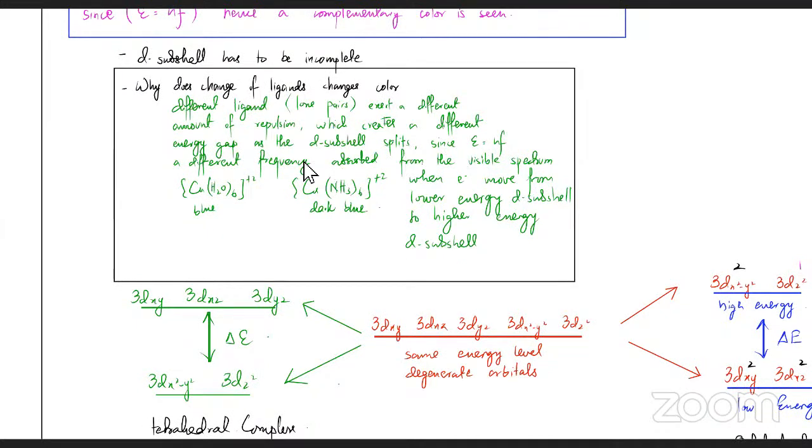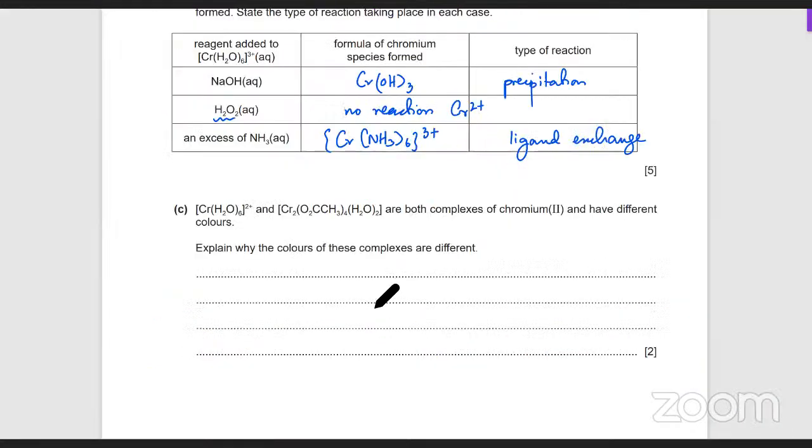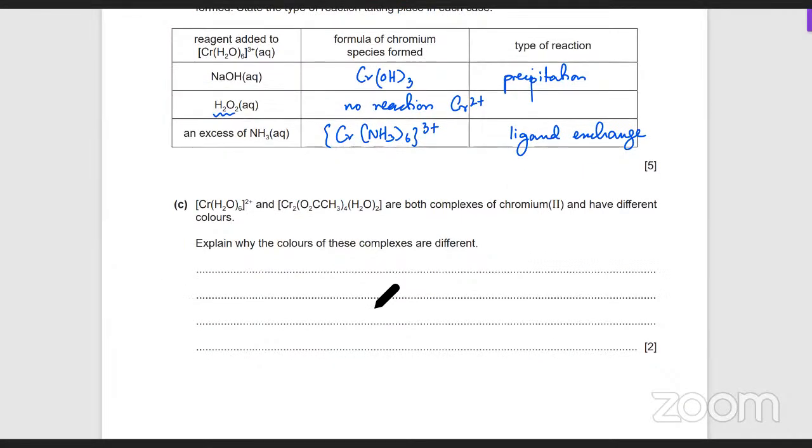And E is equal to hf, so a different frequency is absorbed from the visible spectrum. So when your electron moves from the low energy d subshell to the high energy d subshell, it will absorb a different frequency because of the different amount of repulsion due to different ligands. Okay, so this is the part that you're going to write.